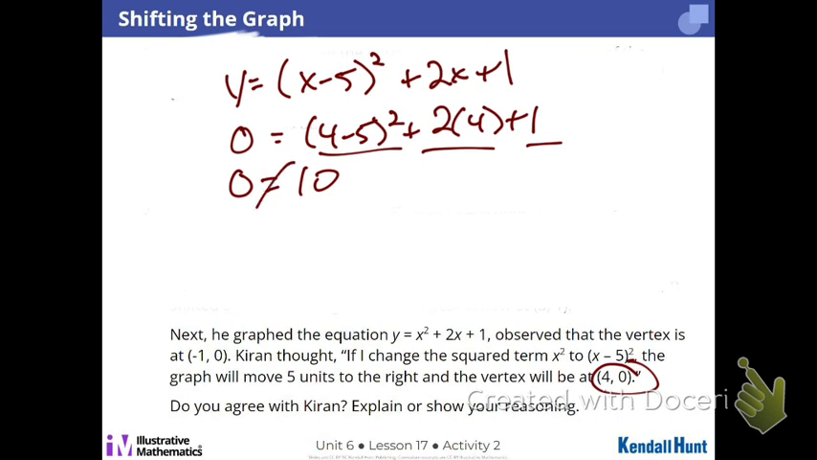Now, here's what I'm going to propose, though. My initial no change is x squared, right? Would you agree for my A term? So 5 to the right, I'm putting x minus 5 in for what?